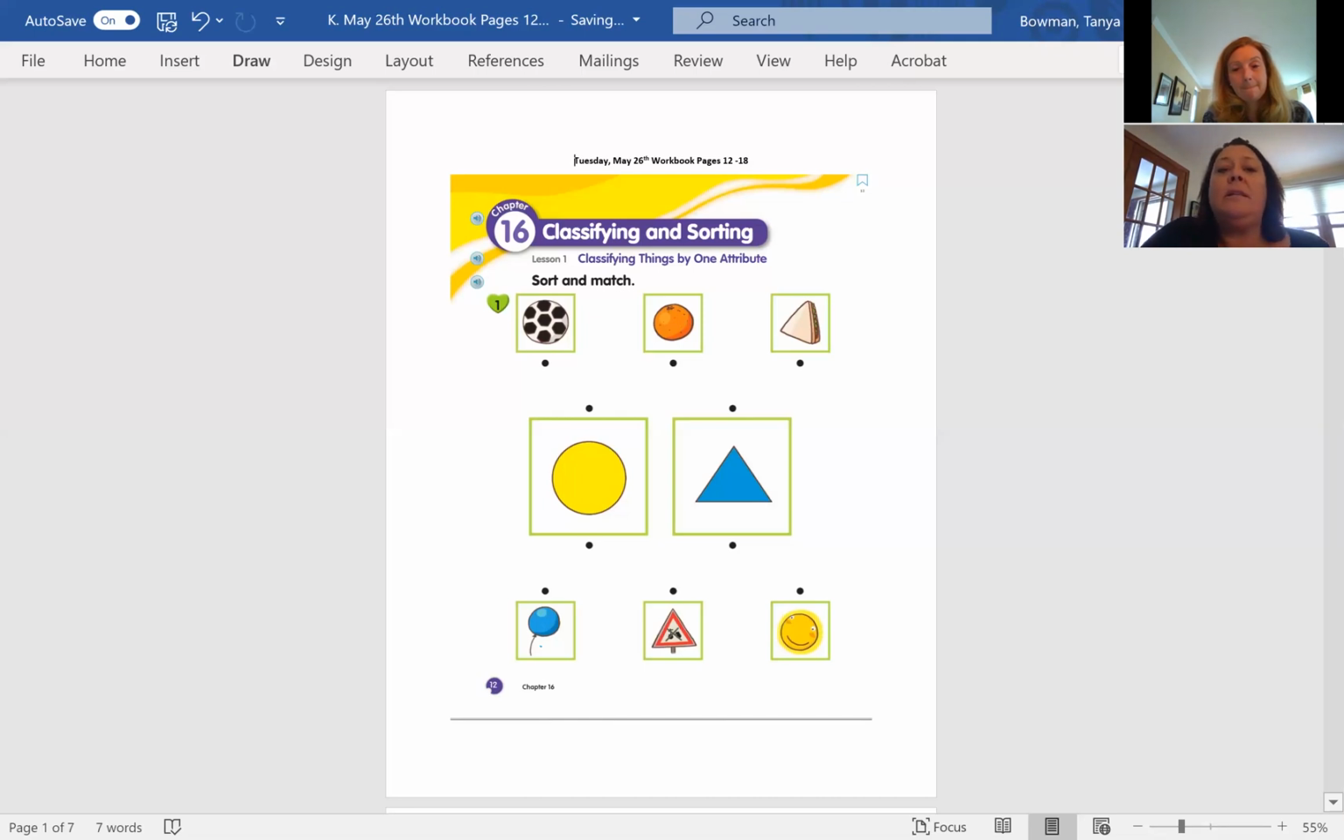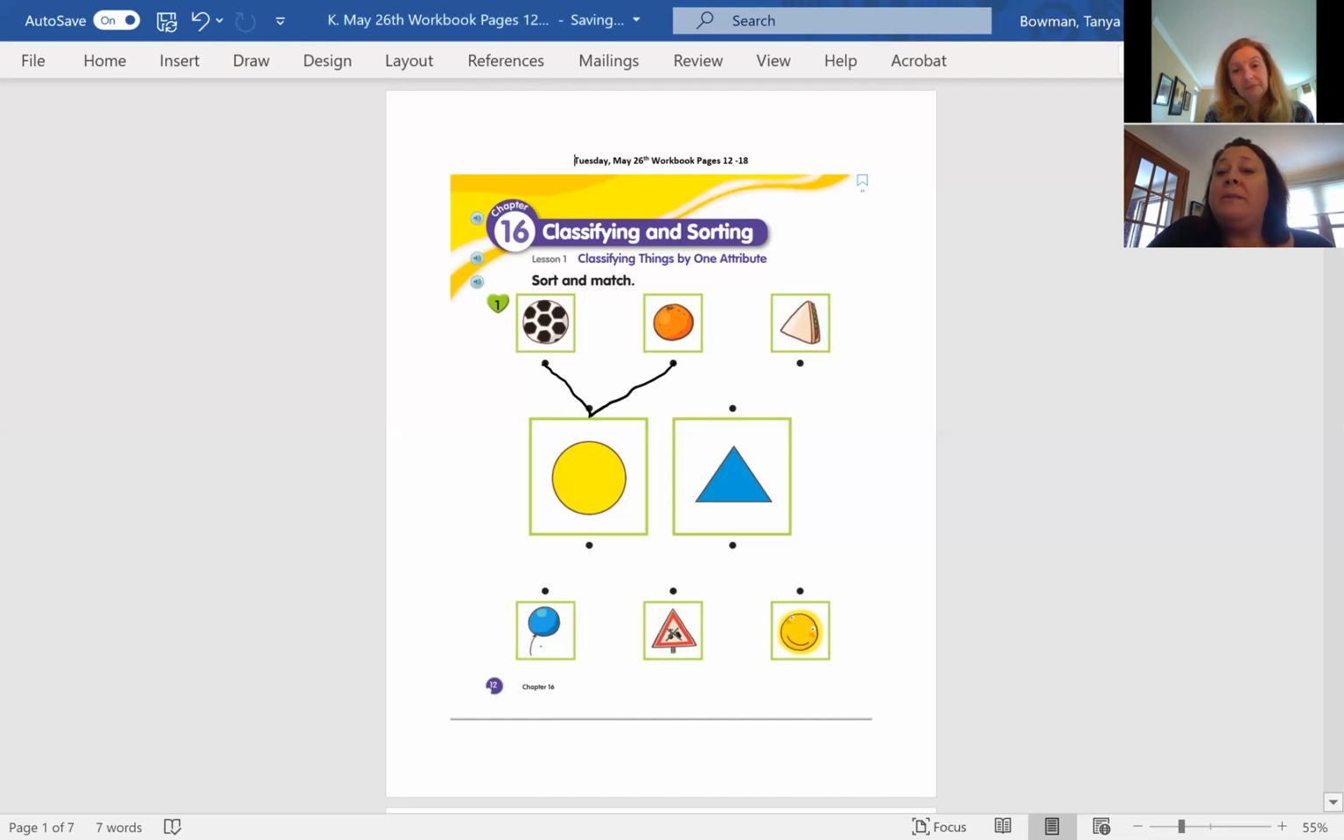So let's take a look at the soccer ball. The soccer ball is round, so it's a circle. So you just see the dot underneath the soccer ball. I want you just to draw it to the dot above the circle. Slide over to the orange, and orange is also round. So we are going to draw a line to the yellow circle.